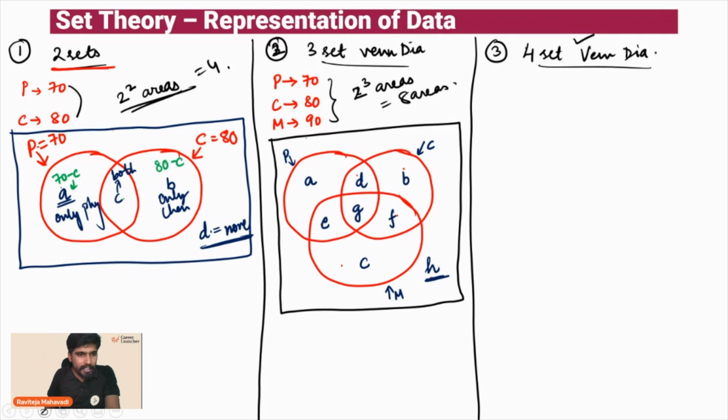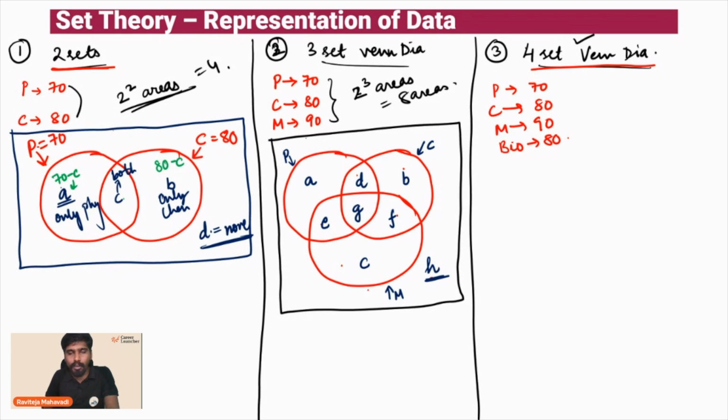Now let us say that there are 4 sets. How to go about a 4 set Venn diagram? How to represent data in a 4 set Venn diagram? We have physics, chemistry, let us say math is 90, and bio is another 80.